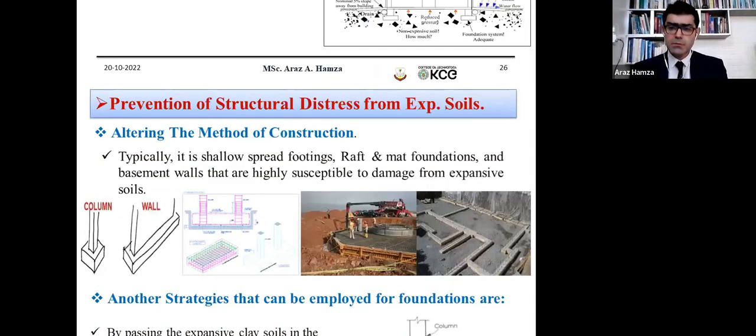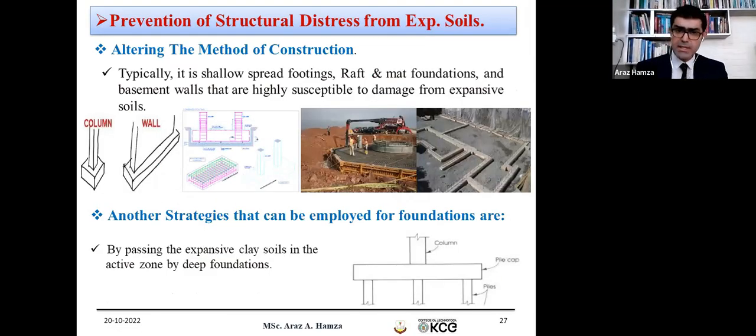Another technique that we think about is altering the method of construction. You are a civil engineer, you should think about the methods or the construction process, how you construct such a project, because according to experts and research, shallow foundations, separate footings, raft mat foundations, and basements are all types of foundation elements that undergo expansive soil problems.